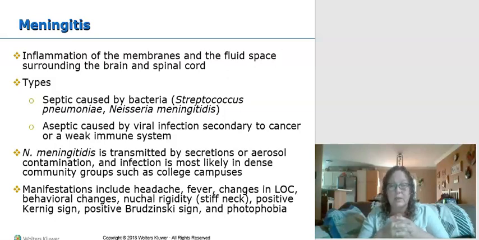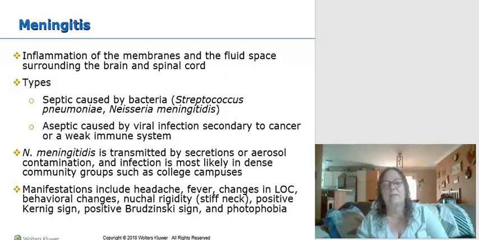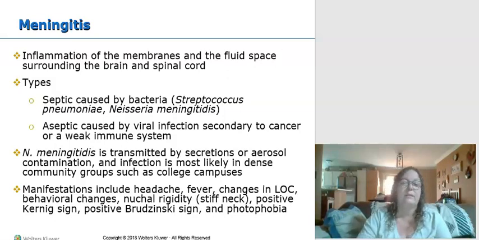So if you're in close quarters, manifestations include headache, fever, changes in level of consciousness, behavioral changes, and nuchal rigidity. So fever and nuchal rigidity should perk you up a little. Remember, nuchal rigidity is that stiff neck. They may have a positive Kernig's or a positive Brudzinski sign, and photophobia. Don't confuse Brudzinski with Babinski. Brudzinski is different. Yeah, I know, everything sounds a lot alike.